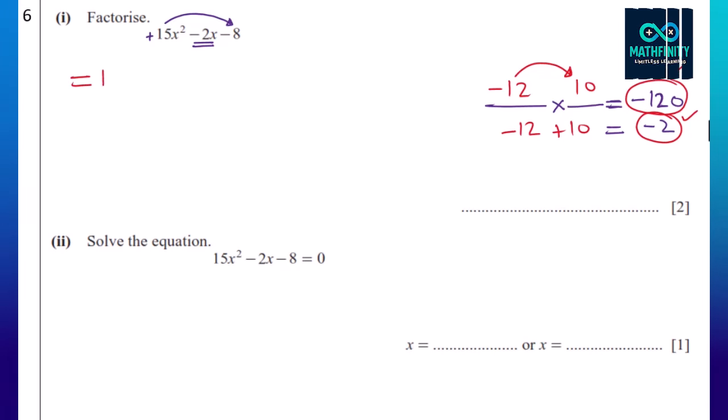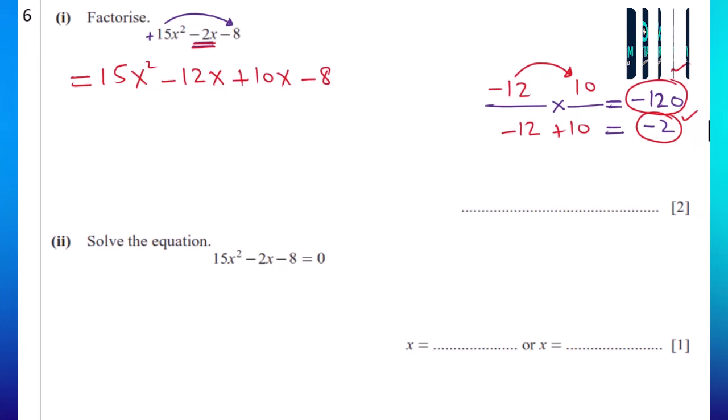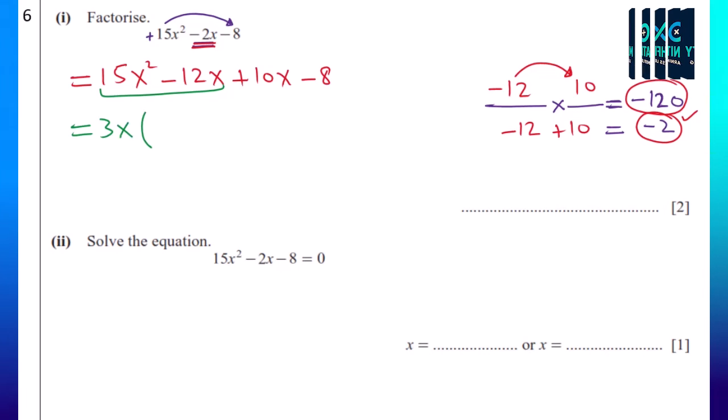Let us write 15x square, and this negative 2 by mid-term breaking, we can write negative 12x, positive 10x, and negative 8. Till here it's the same. And now we will make the pairs. What is common from here? The number is 3 and x. So 3x is common. What is left inside? 15 divided by 3 is 5 and x, minus 12 divided by 3 is 4.